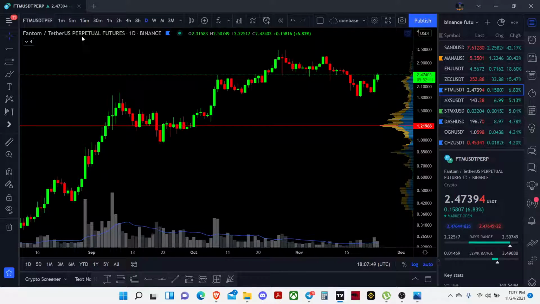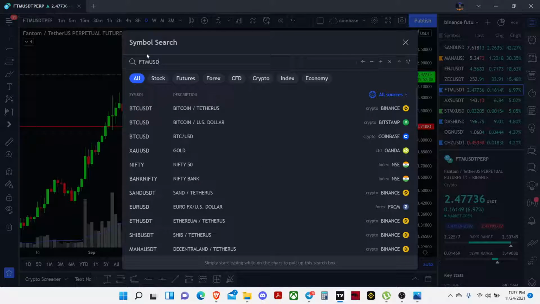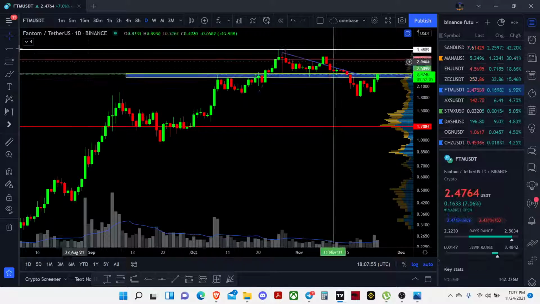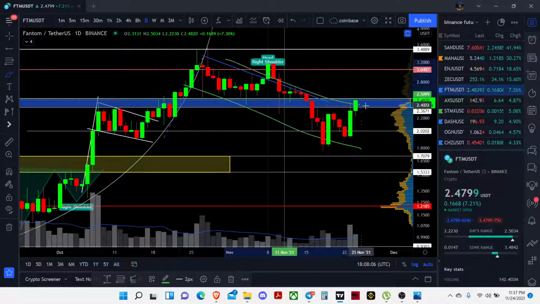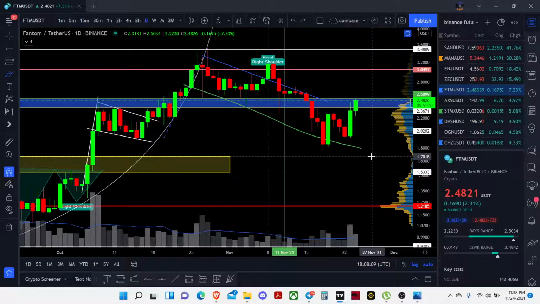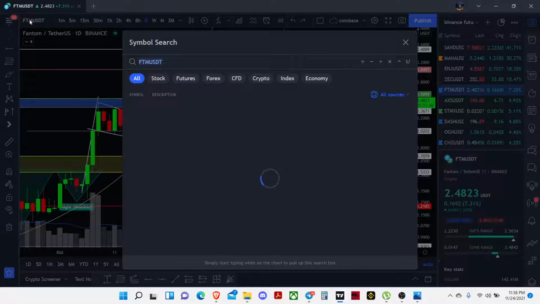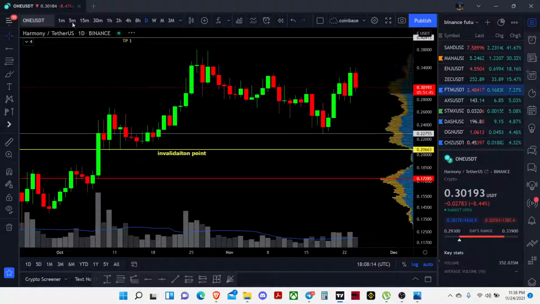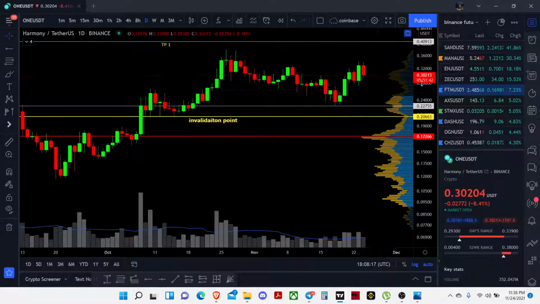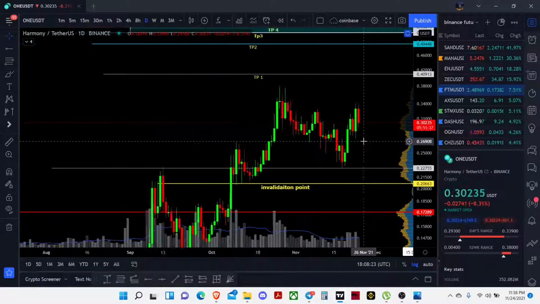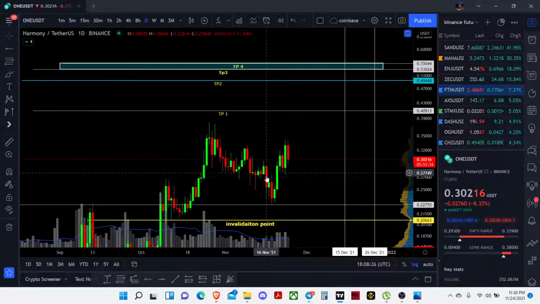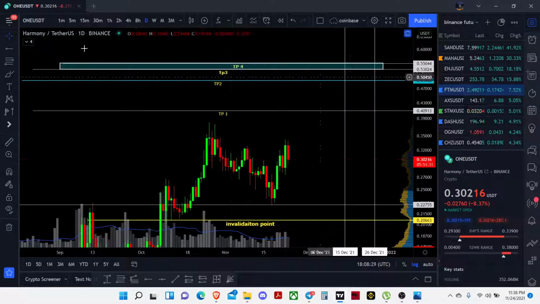So look at this, the FTM. I had a good looking chart of the FTM. So FTM is also getting into the resistance, testing the resistance, not even bullish though. It's like making a lower high and coming back down. So that is what I'm expecting from here for the FTM. But when we are looking at the ONE USDT chart, I'm a little bit bullish on this thing because, look at this. It's making some kind of a wave structure.